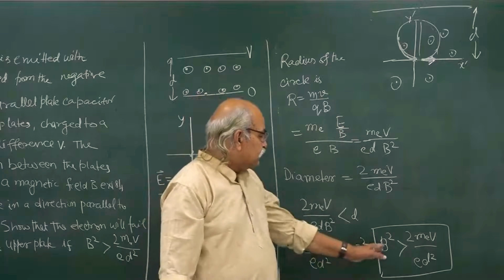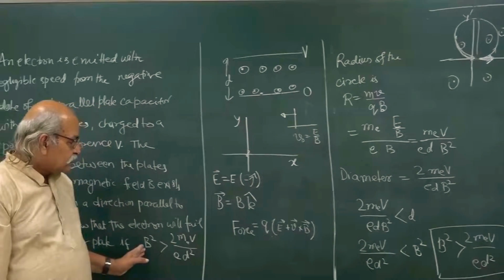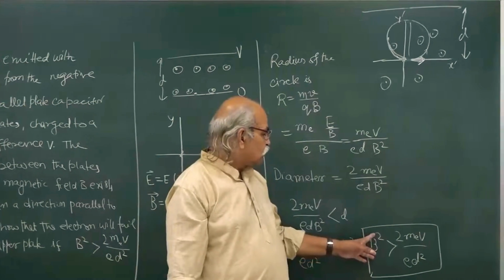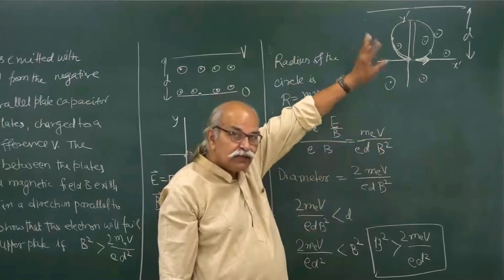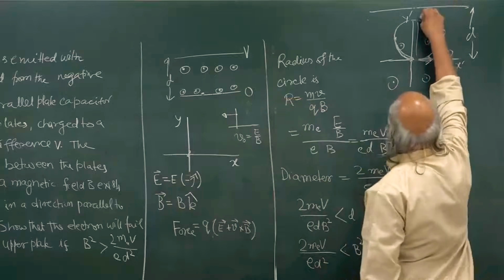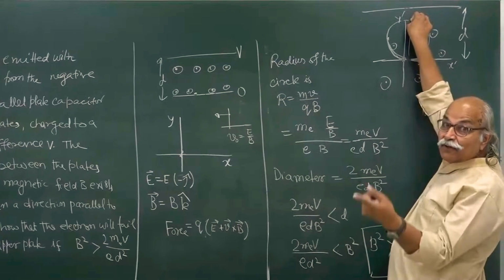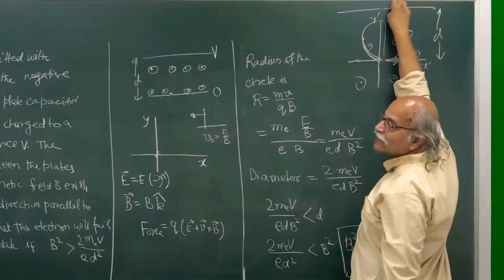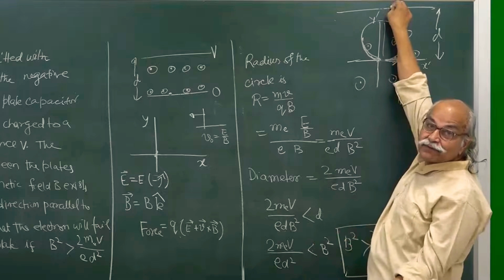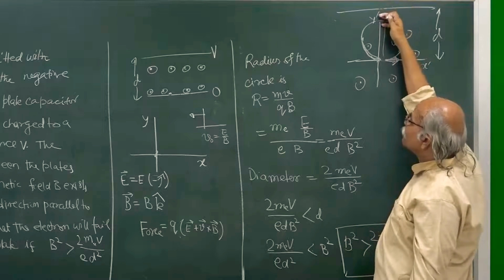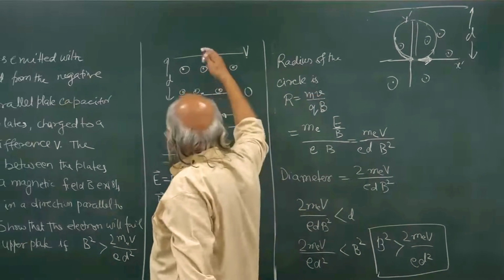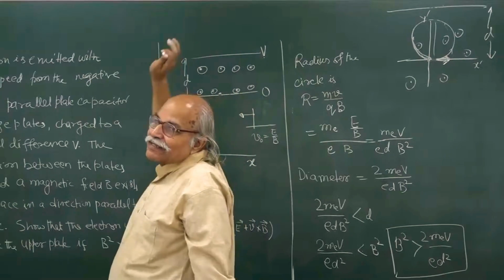If this is the condition, B square greater than 2mv by e d square, then B is so strong that it will bend the particle below the upper plate, and hence this is the condition. Now, in S prime, if it fails, then in the lab also it fails. If it strikes, it strikes; that event has to be seen from the lab also. So it fails in this frame, it is the same as it fails in this frame. Here it will not be a circle, but whatever the path, it will fail to strike if this condition is obtained.